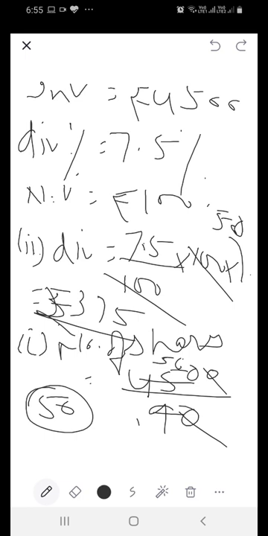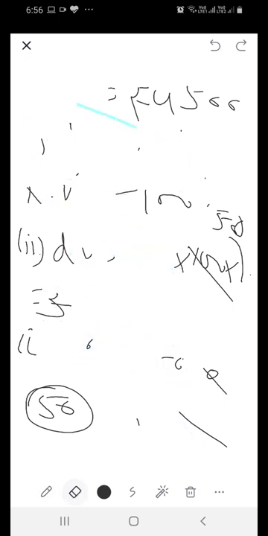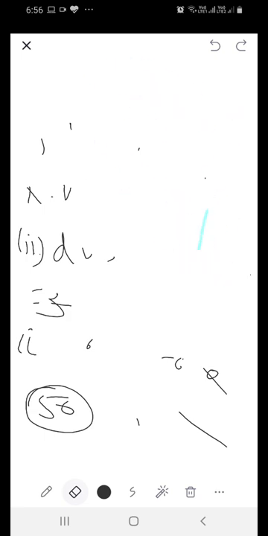Now I'm taking up question number 19 of your exercise. Question number 19 says a man buys 400 10 rupee shares. 400 means number of shares. 10 rupee shares means nominal value.